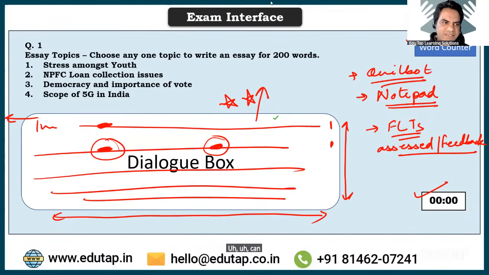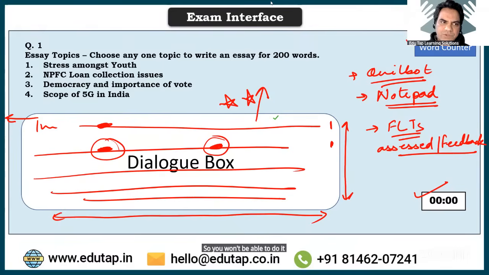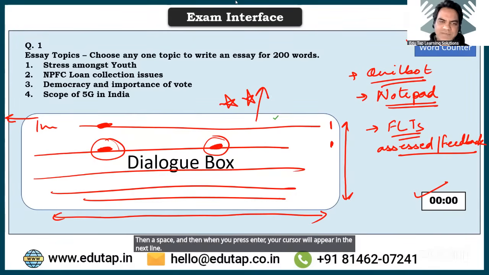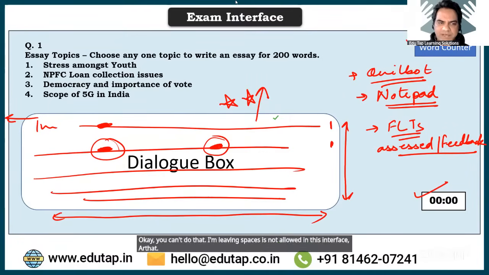Can we press enter and shift content downwards? No, Arpit, you can't. That will not be allowed. You'll not be able to use the mouse. The mouse will only appear as a cursor. So you won't be able to do it. If you want to switch to the next line, you'll need to put a full stop, then a space, and then when you press enter, your cursor will appear in the next line. Otherwise, you'll not be able to move it to the next line. Leaving spaces is not allowed in this interface, Arpit. That is what I'm trying to say.